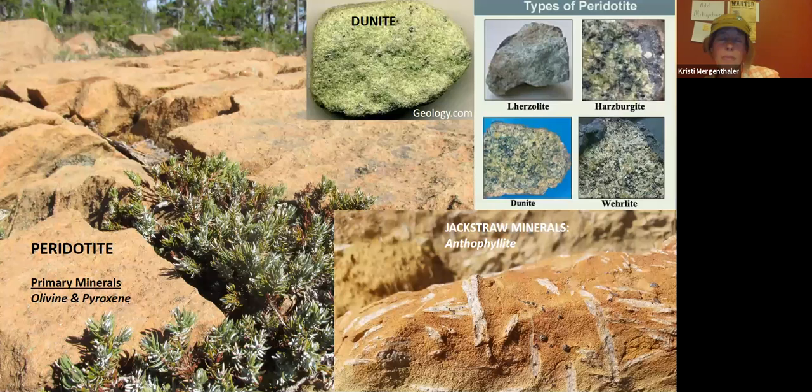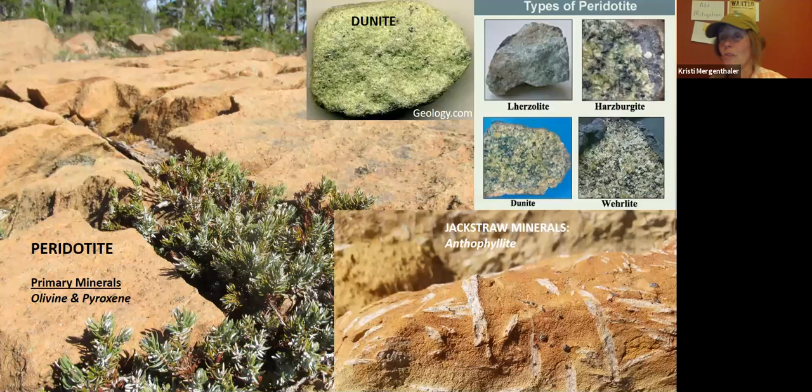And the rock on the upper part, dunite, is almost all olivine. Gorgeous rock, about 90% olivine. And then there's different kinds of peridotite, including what my son used to call hamburgerite. He never quite heard it right, but harzburgite. And those have a little less olivine in them and a little bit more pyroxene. You can get really cool accessory minerals.